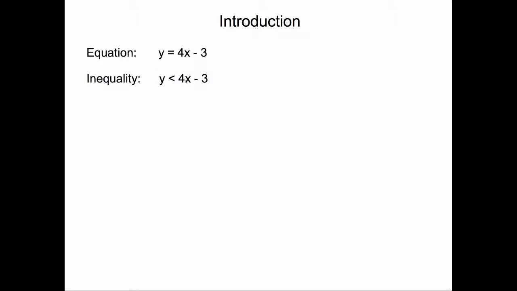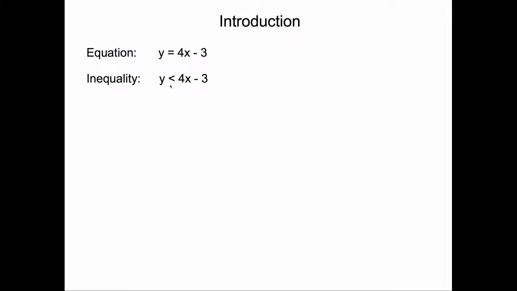Then what is an inequality? An inequality would look this way. It looks almost the same, except for this symbol. And what is this symbol? This symbol is less than. So how do you read this? Y is less than 4x minus 3. So it is not equal. That's why it is unequal, if you like to think of it that way.